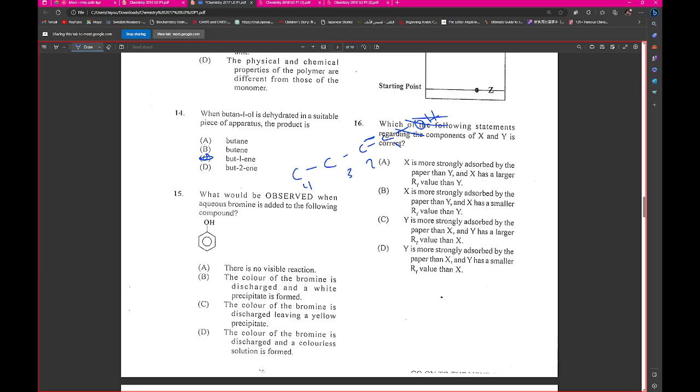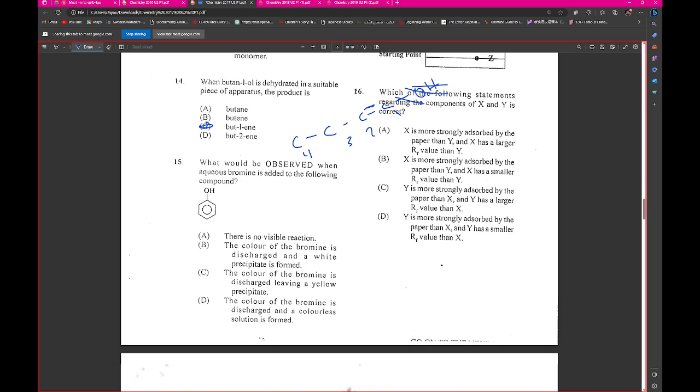What would be observed when aqueous bromine is added to the following compound? Phenol. What would be the answer? B. I would guess it's B as in boy. Oh yes, B as in boy. All right. So the color of bromine would be discharged.